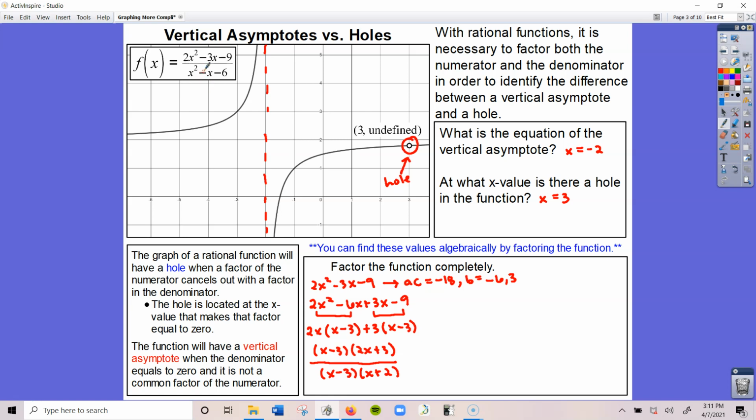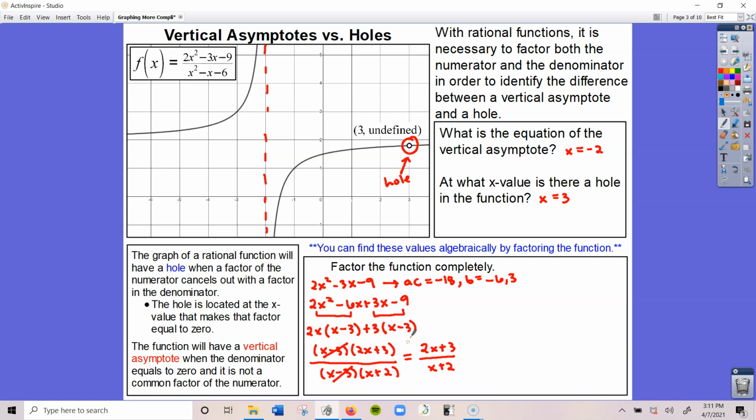If you notice here, if you ever have the same factor in the numerator as in the denominator, you can cancel them. So I can cancel those x minus 3's. So that means that my simplified rational function is now (2x plus 3) over (x plus 2).